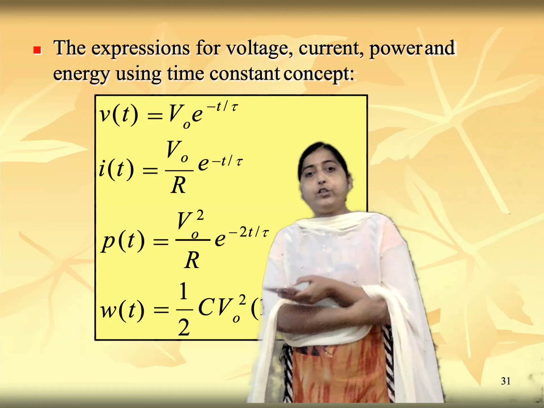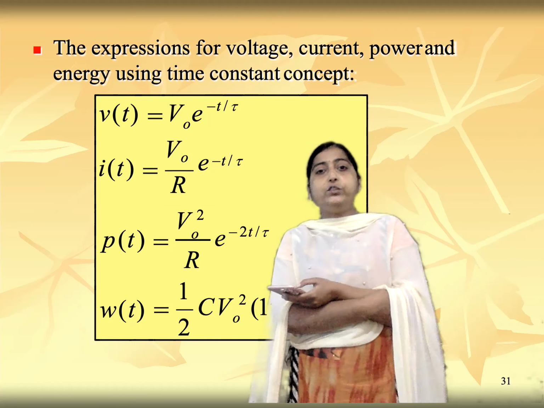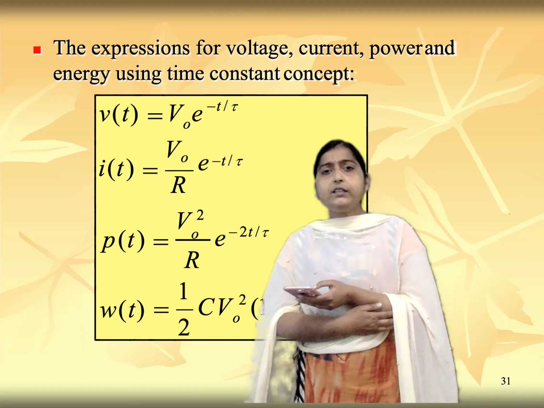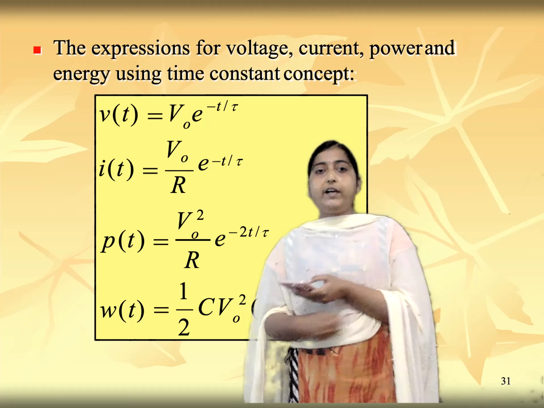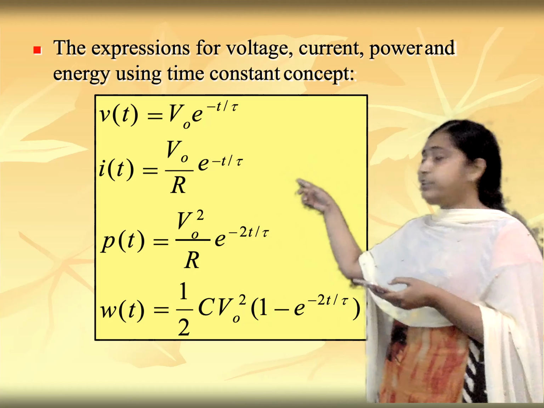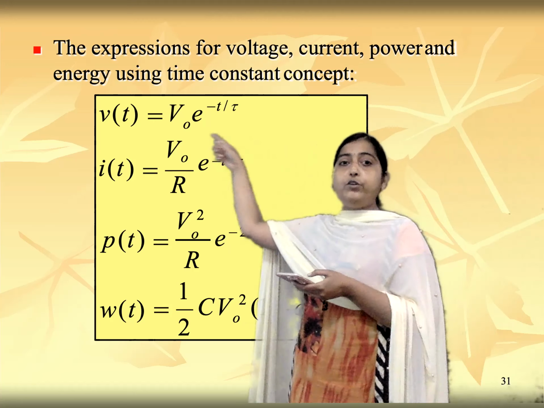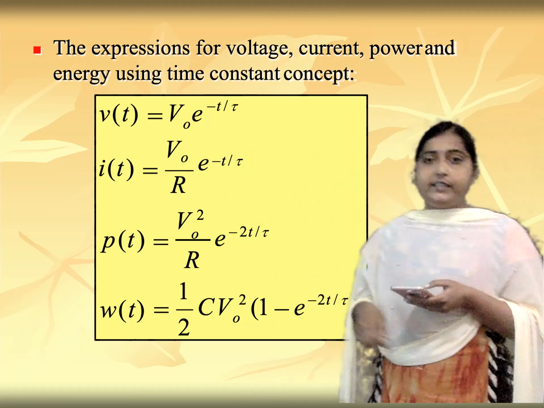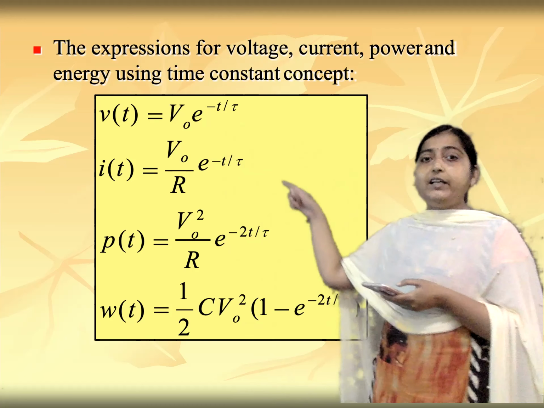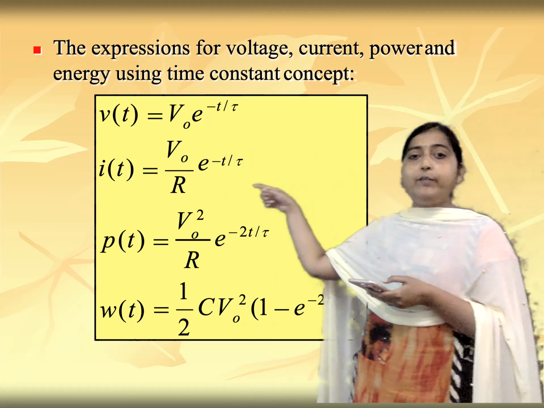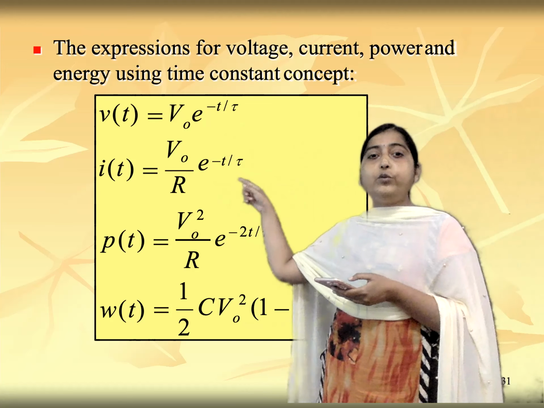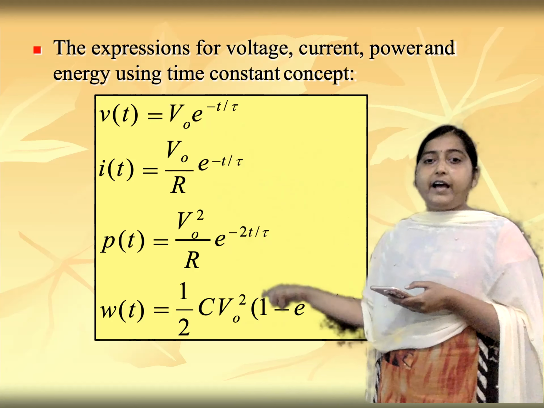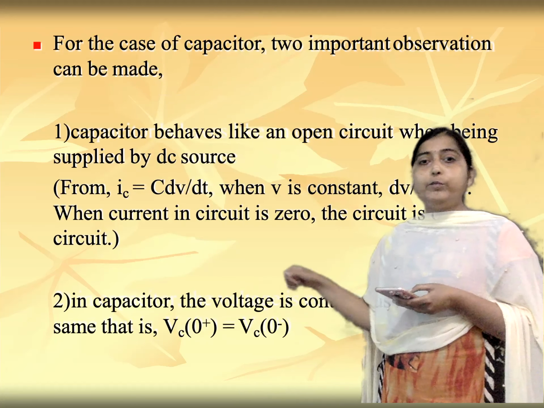Now expressing the voltage, current, power and energy using this time constant concept, where we replace the time constant tau is equal to RC, we get the different expressions here. So V of t is equal to V naught into e to the power minus t by tau, where tau indicates the time constant RC. Similarly, the current through the circuit can be represented as V naught by R into e to the power minus t by tau. Similarly for the power as well as the energy which is being absorbed by the circuit.